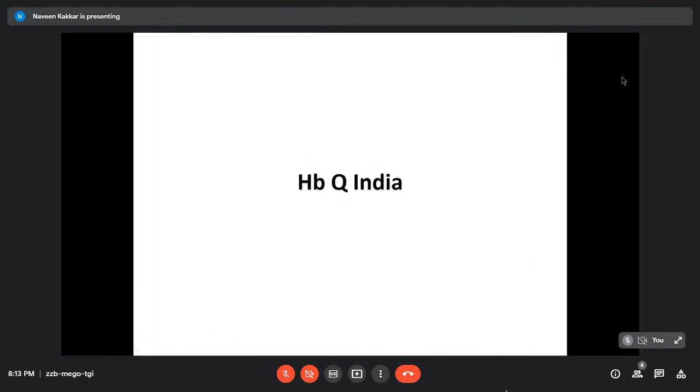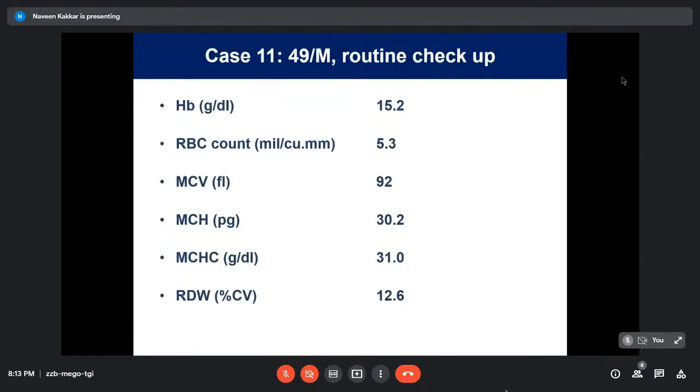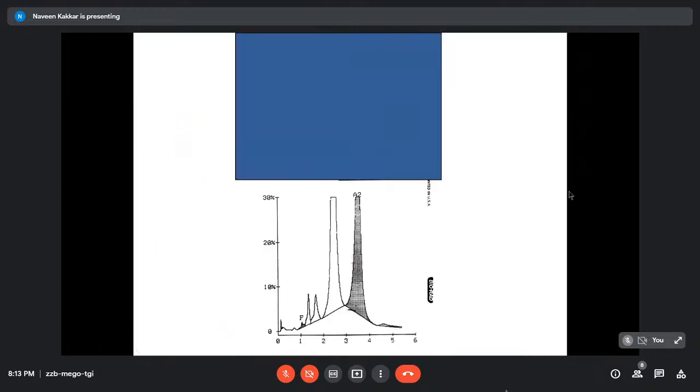So hemoglobin Q India is not very uncommon. We see it often in Punjab. Case 11, this is a 49-year-old male, came for a routine checkup. All indices are normal, nothing to worry from the CBC. Now let's see what do we have here again.